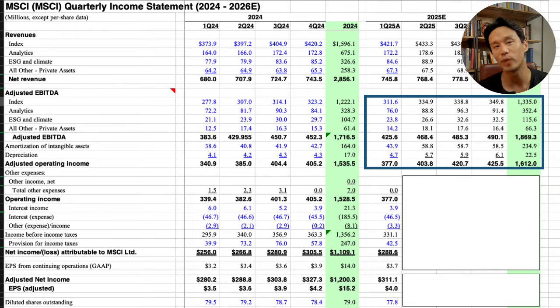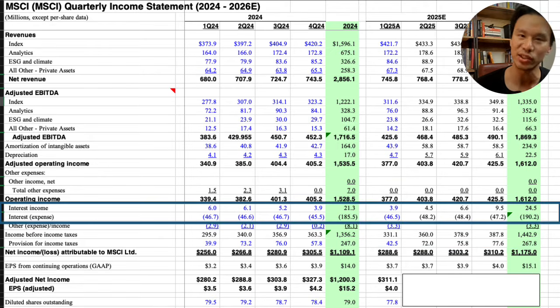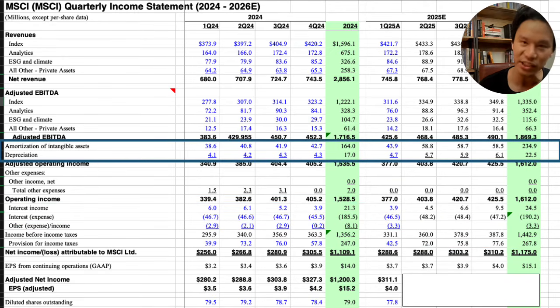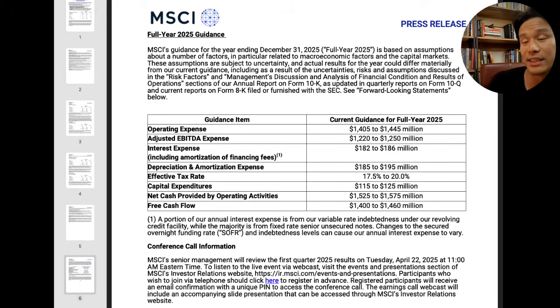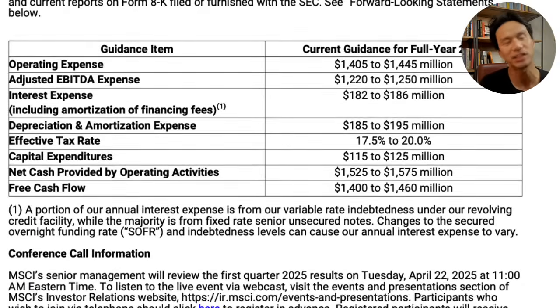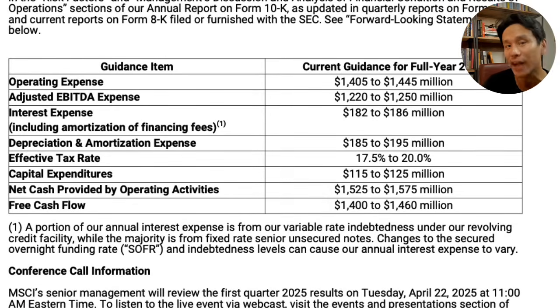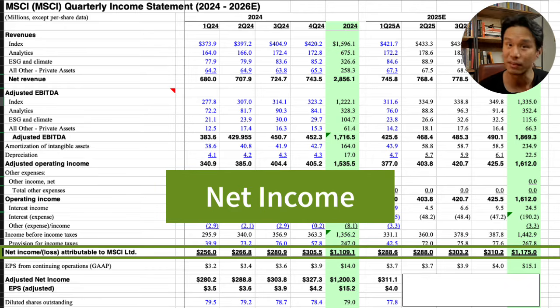Now, when you want to look at the rest of the income statement, really what we're doing here is just plugging in all the different things like interest costs, depreciation, amortization, and we're plugging them in because MSCI actually gives it to us in their guidance. So you can see here, this is from the earnings presentation and earnings release. They've given us the guidance for all these different line items because they've forecasted it internally as well.